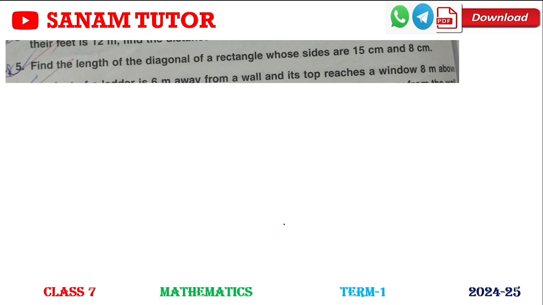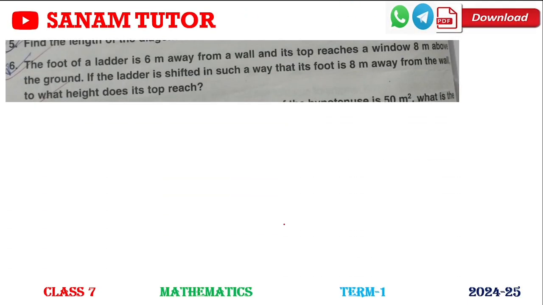Next question. The foot of a ladder is 6 meter away from the wall. Suppose this is the wall. And the ladder, so this is the ladder. The distance between the foot of the ladder and the wall is 6 meter. This is 6 meter. And the top reaches the window 8 meter above the ground. Means this is 8 meter.